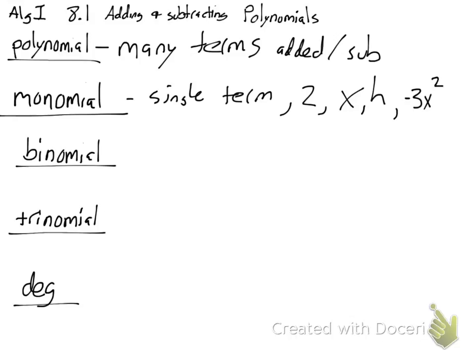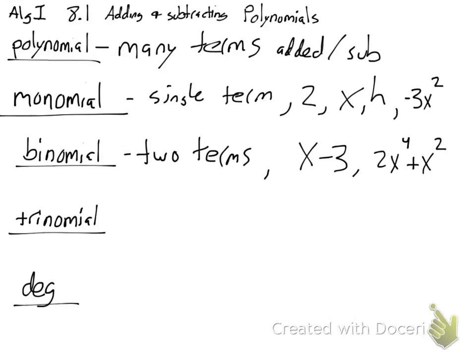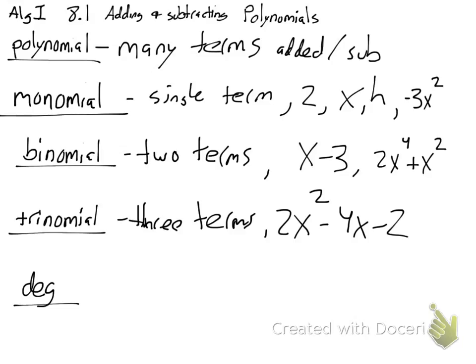So if I go down, a binomial is 2 terms. And so you get something like x minus 3. You might get something like 2x to the 4th plus x squared. Those are binomials. 2 of them. What do you think a trinomial means? 3 of them. So it's 3 terms. A lot of times we're going to see things like 2x squared minus 4x minus 2. That's a trinomial. It's a quadratic.